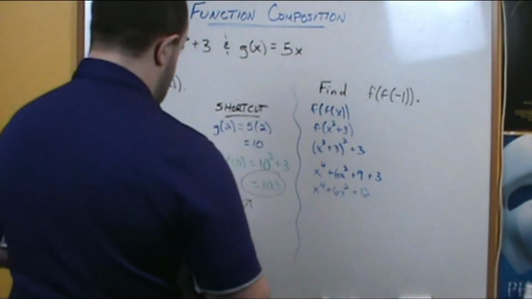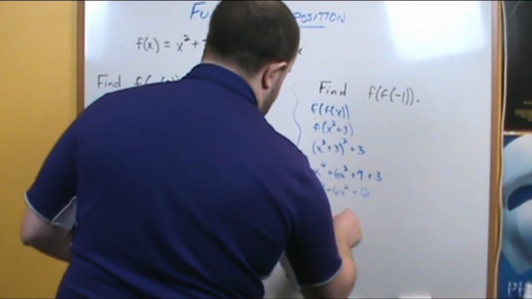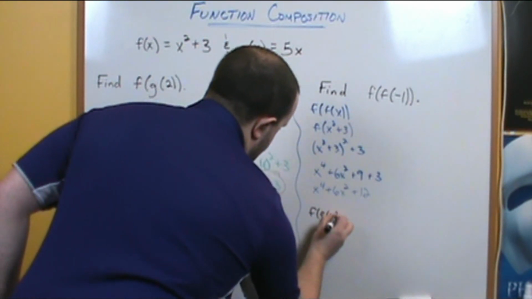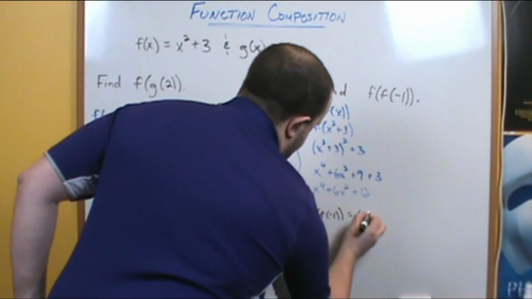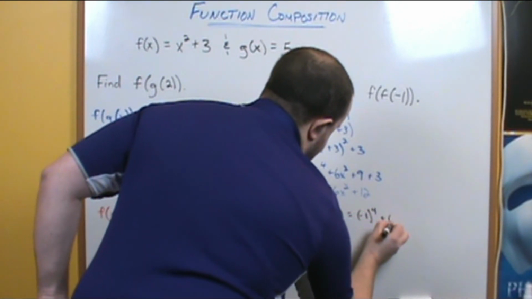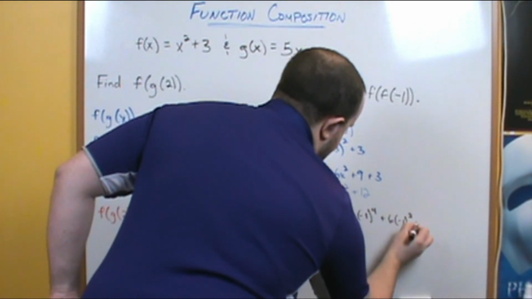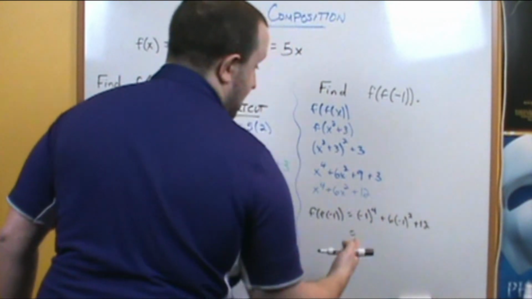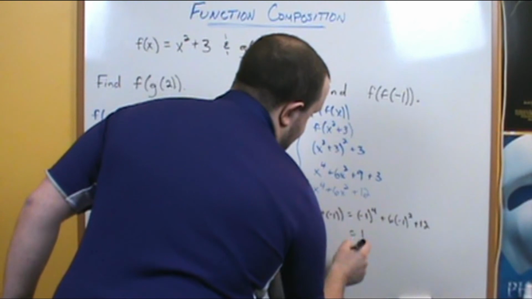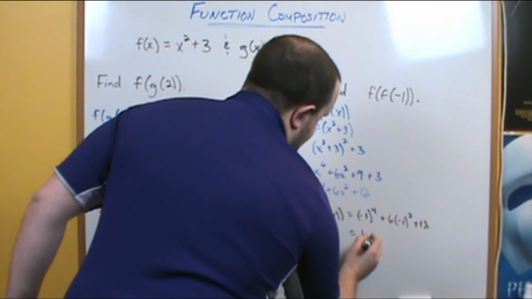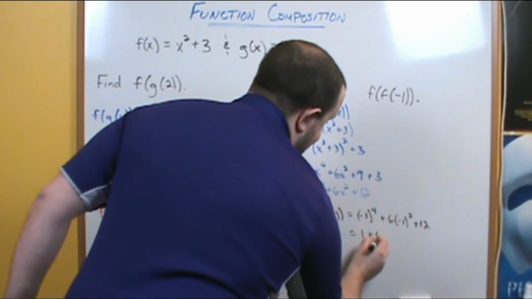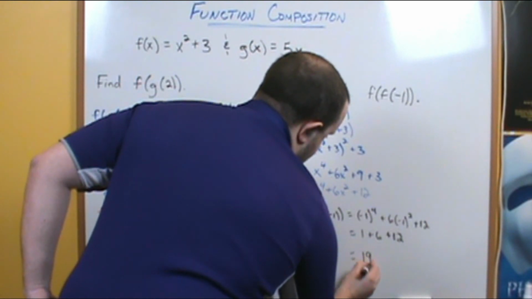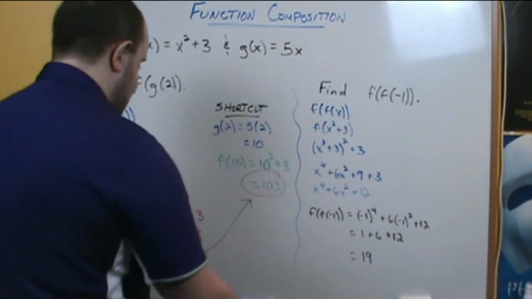Then evaluating this expression at -1, that's going to be -1 to the 4th plus 6 times -1 squared plus 12. -1 to the 4th power, negative numbers to any even power, is going to be positive. -1 to the 4th is a positive 1. -1 squared is a positive 1, so 6 times positive 1 is a plus 6, plus 12. 1 plus 6 is 7, plus 12 is 19. Okay, so we have 19 there.